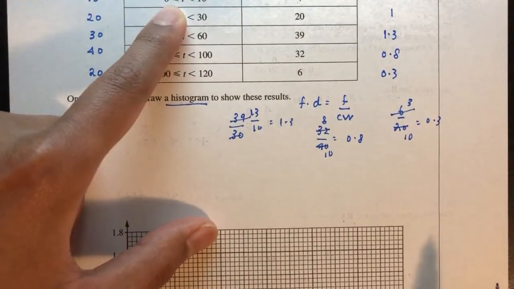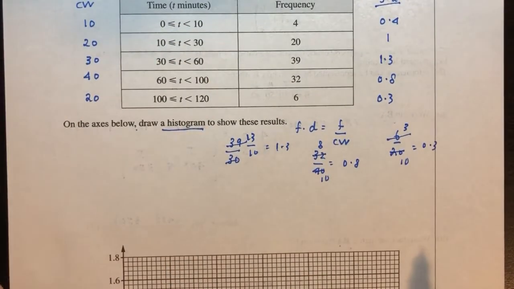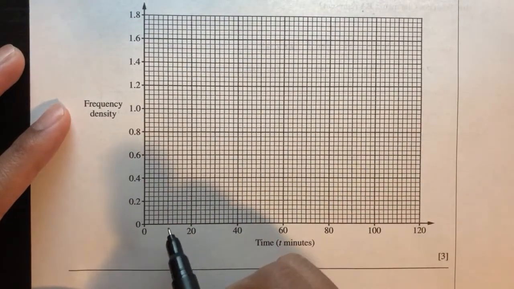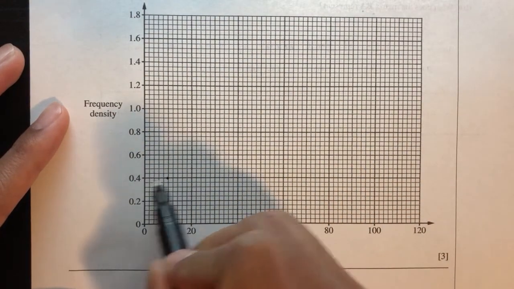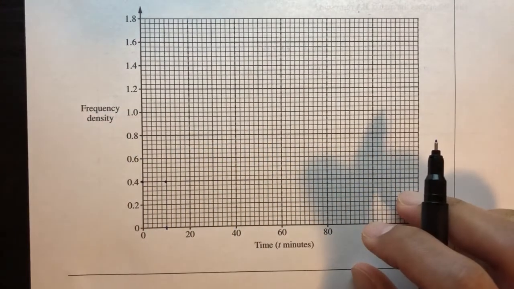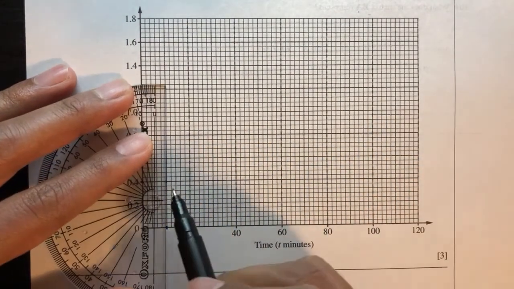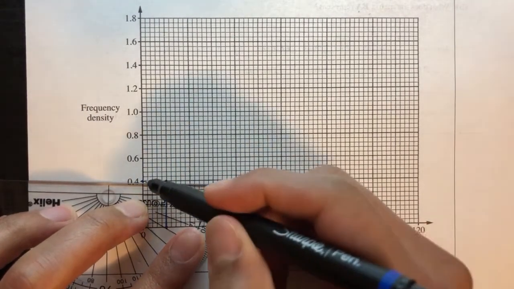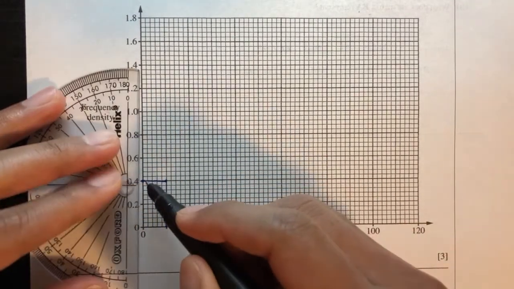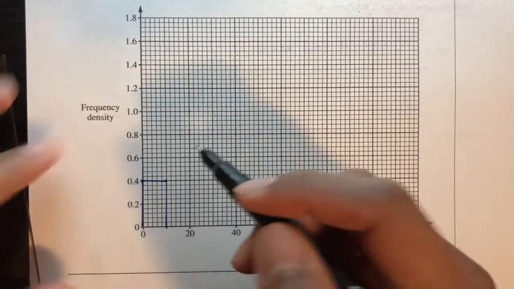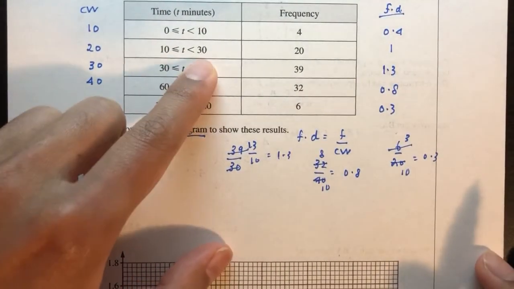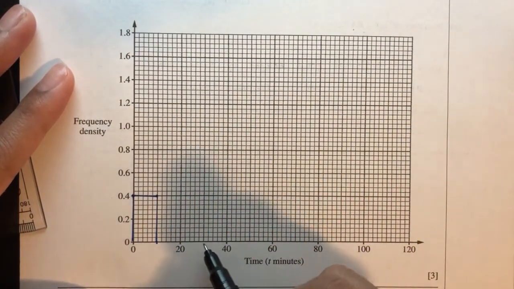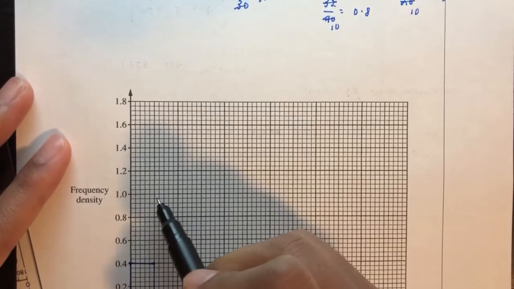So first class is 0, 10. That will be 0.4. So 0, 10, 0.4 will be this one. That's the first class. Let's join the points to form the first histogram. Then we have the class 10, 30, that will be 1. So 10, 30 is here, that will be 1.